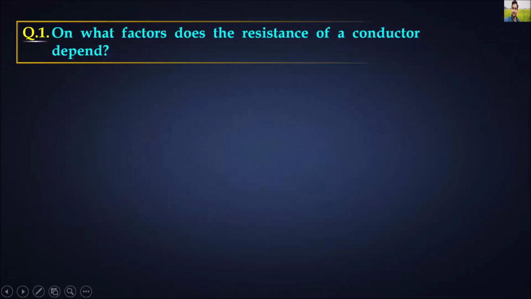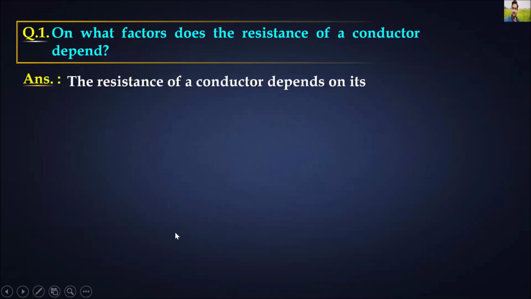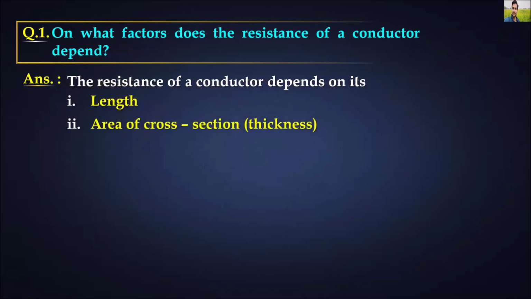On what factors does the resistance of a conductor depend? So let's answer it. Resistance of a conductor depends on its length, area of cross section, or else you can say thickness, material, like what type of material the conductor is built of, and lastly on temperature.